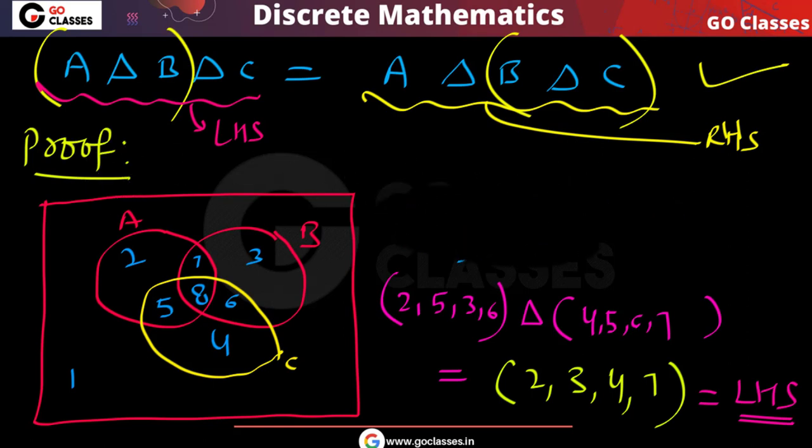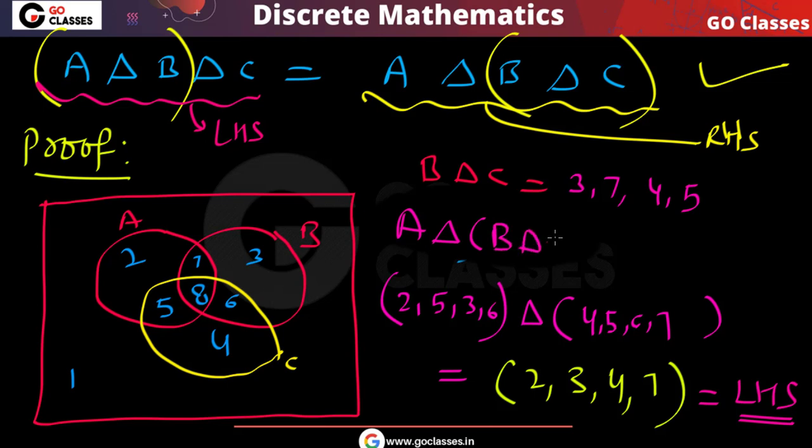So let's find it out. What is B symmetric difference C? That will be the area which is in exactly one of them. So that will be 3 comma 7 comma 4 comma 5. So this area is B symmetric difference C. Now what is A symmetric difference B symmetric difference C? You know the area of A. Area of A is 2, 5, 7, 8. B symmetric difference C, that is basically 2, 4, 5, 7.